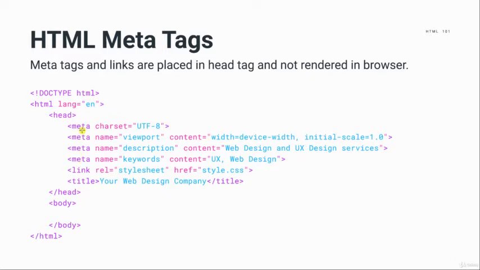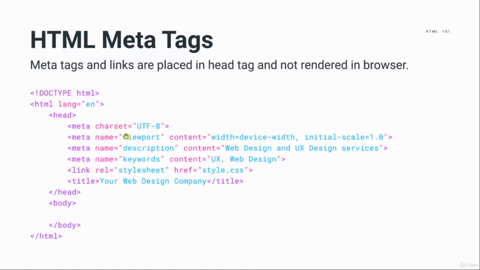For example, the meta tag charset is set to UTF-8. So this is a Unicode that computers use. We don't need to worry about that, but we have to include this in our HTML files. It's necessary. So when you create your boilerplate, it automatically creates it for you.